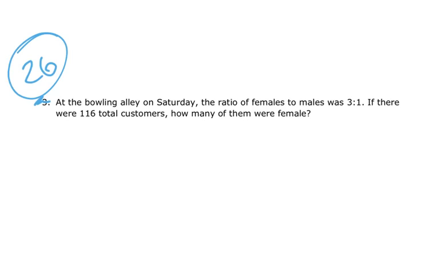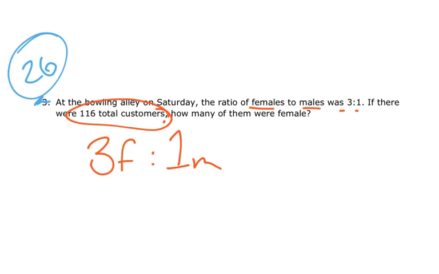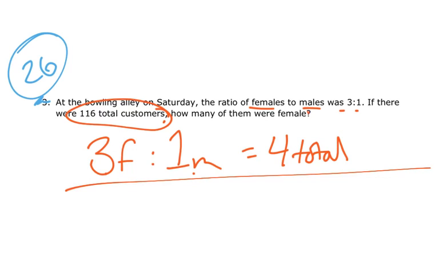At the bowling alley on Saturday, the ratio of females to males was 3 to 1. 3 females to 1 male. Total customers. Well, let's figure out, if there are 3 females and 1 male, that means there are 4 total in this ratio. How many were female?